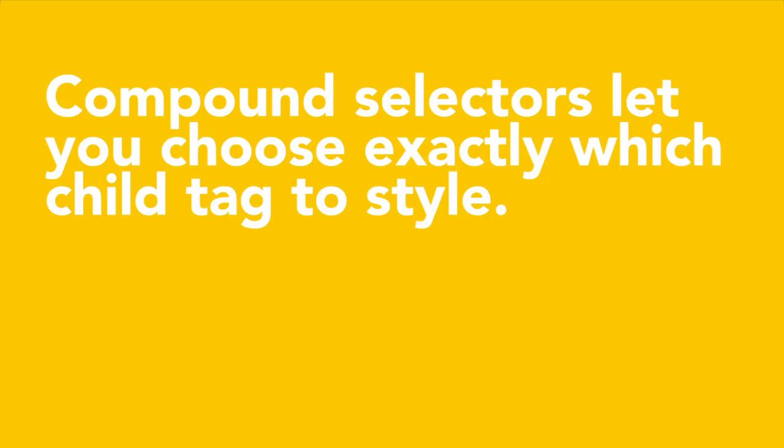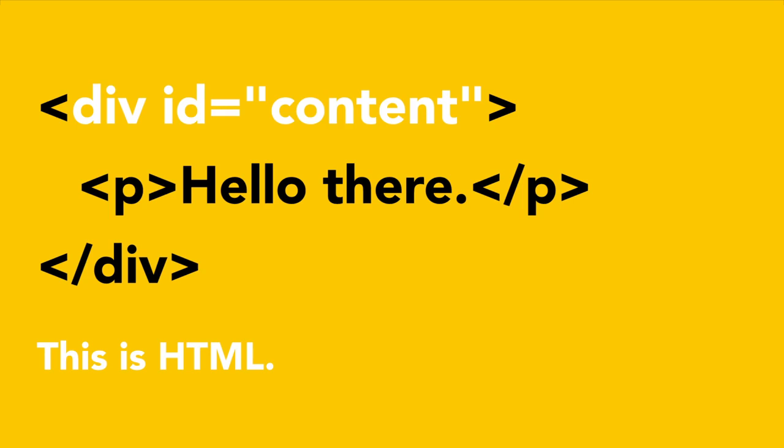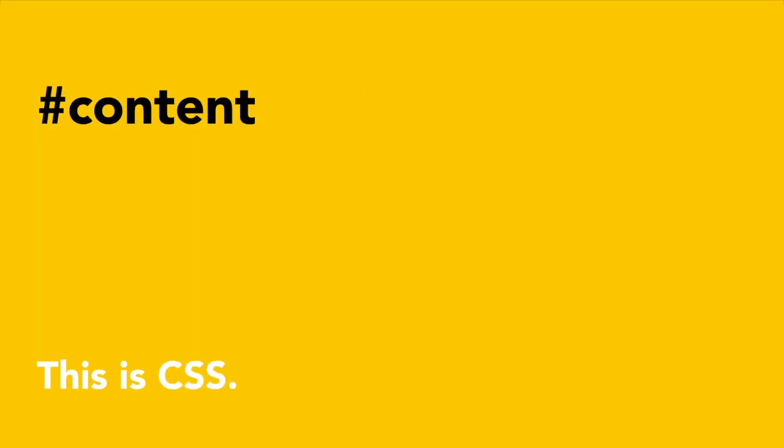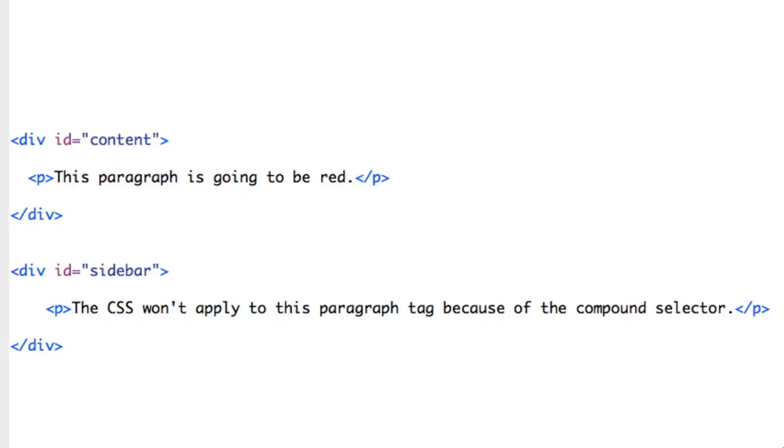You can combine selectors into what's called a compound selector. This lets you be precise and choose a specific child element to style. Here's an example from the HTML code you see on your screen. The way a compound selector works is you start with the parent tag in the selector. It's a div named content, and so we're going to use the selector hashtag content. Then add a space, and then add the child tag, which in this case would be a P for paragraph. Hashtag content space P would apply to all the paragraph tags within the element with an ID of content.